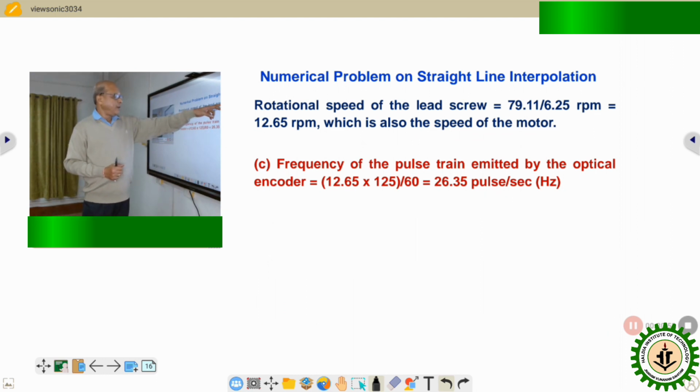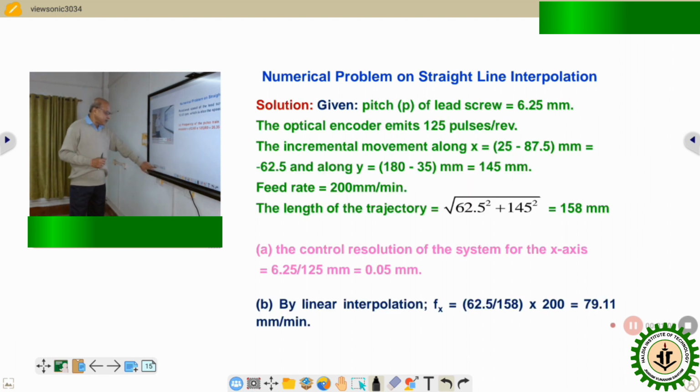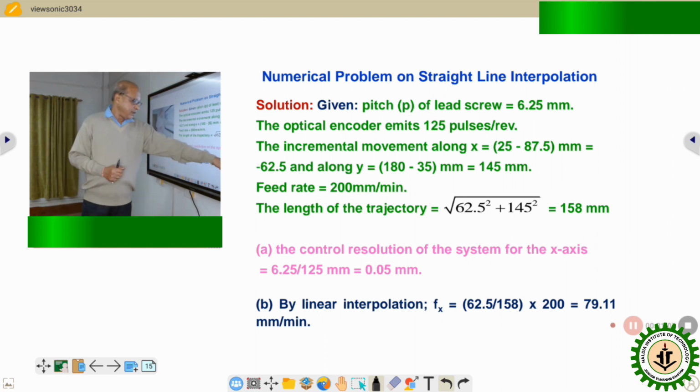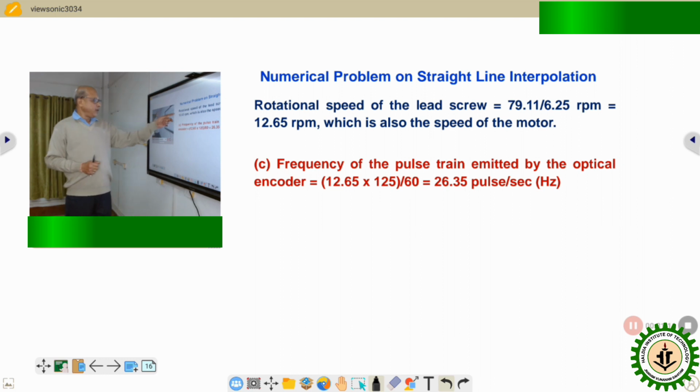The rotational speed of the lead screw will be 79.11 by 6.25. That is the RPM, because the traverse displacement Fx is 79.11 millimeter per minute. That is linear, so if we divide it by the corresponding pitch, we will get the rotational value, which yields 12.65 RPM. And since the lead screw is connected directly to the motor, there is no gear ratio, Rg equal to 1. So the rotational speed of the lead screw will be the same as that of the motor. And the frequency of the pulse chain emitted by the optical encoder will be how much?